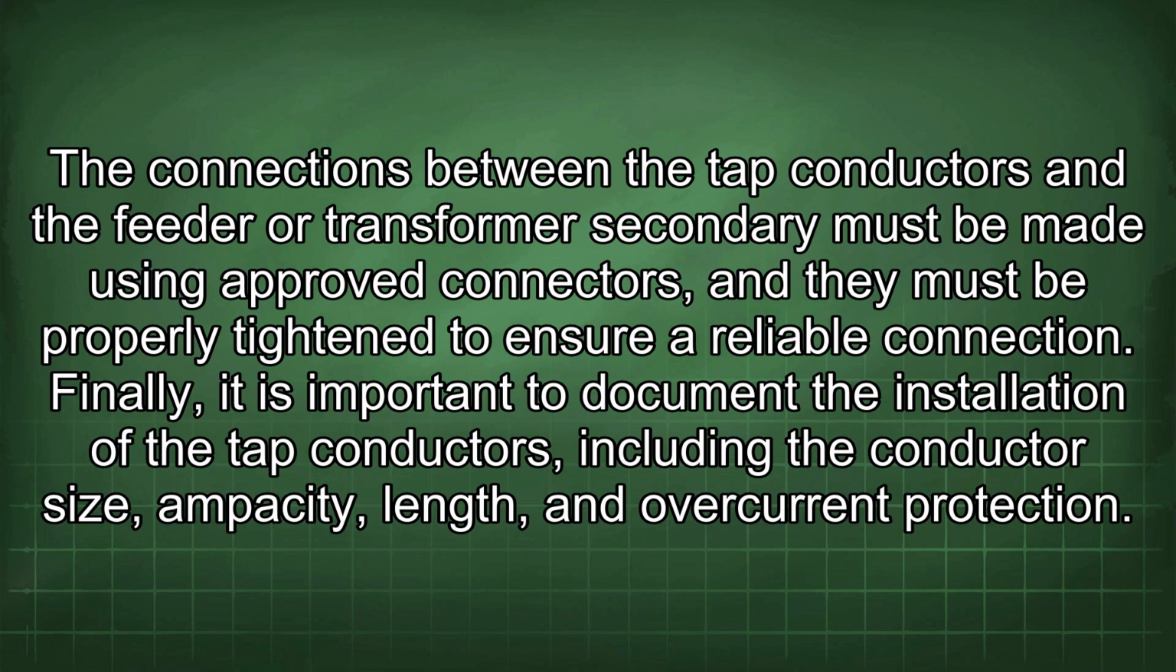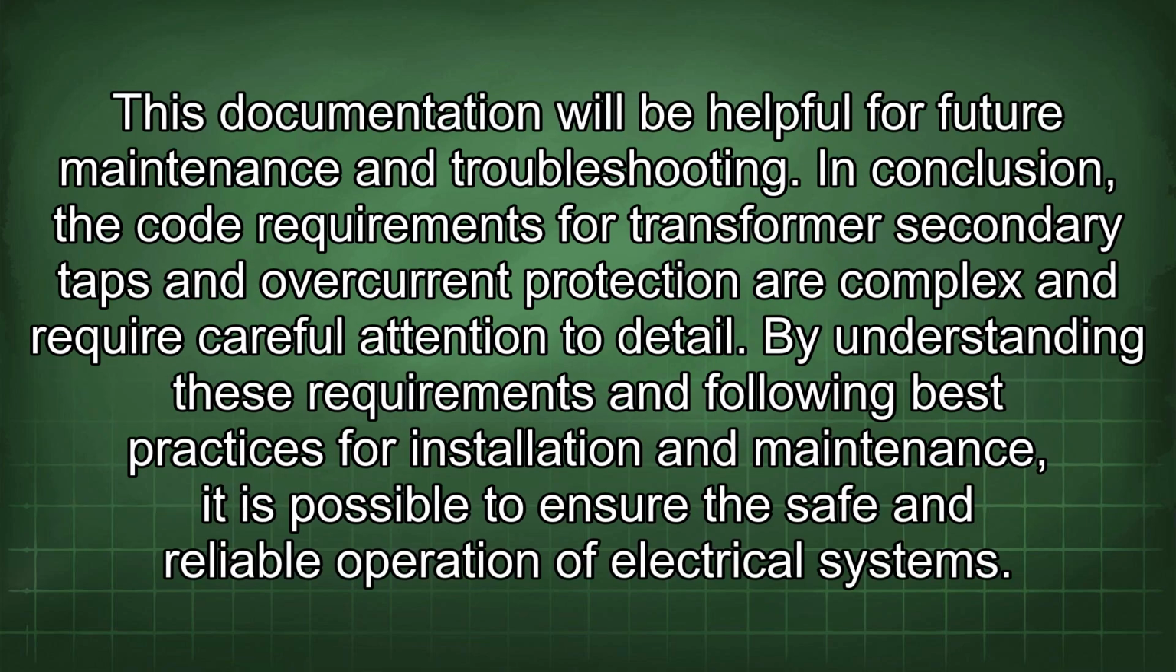Finally, it is important to document the installation of the tap conductors, including the conductor size, ampacity, length, and overcurrent protection. This documentation will be helpful for future maintenance and troubleshooting. In conclusion, the code requirements for transformer secondary taps and overcurrent protection are complex and require careful attention to detail. By understanding these requirements and following best practices for installation and maintenance, it is possible to ensure the safe and reliable operation of electrical systems.